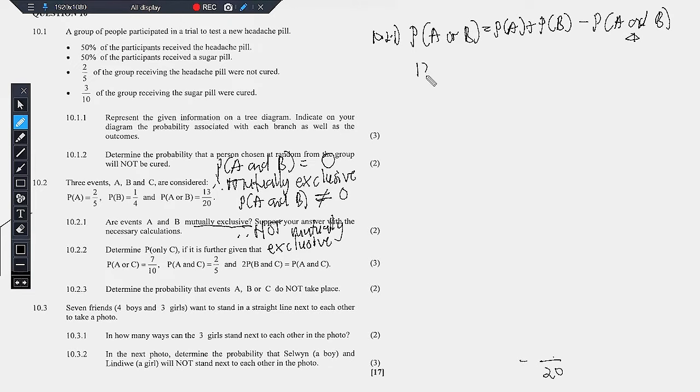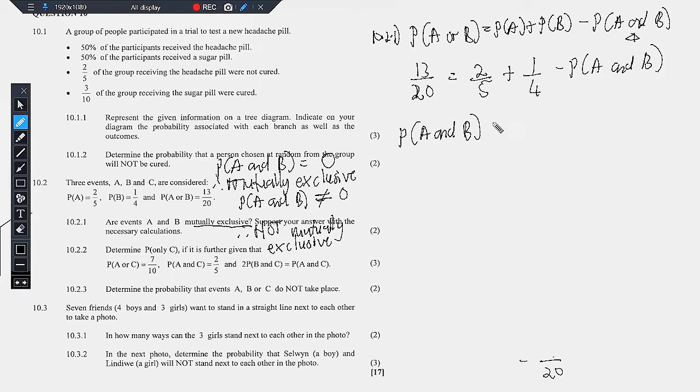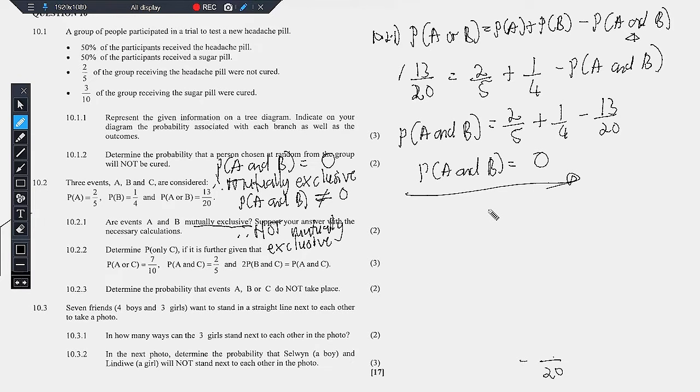The probability of A or B is 13/20. And then the probability of A is 2/5. Probability of B is 1/4. So we are only left with the one that we are looking for. Then we can make this the subject of the formula by transposing it to the left-hand side. So it becomes positive. And then we take this here, transpose it over to the right-hand side. So 2/5 plus 1/4 minus 13/20. Right. Now the probability of A and B will be equal to 0 if you punch that into your calculator.